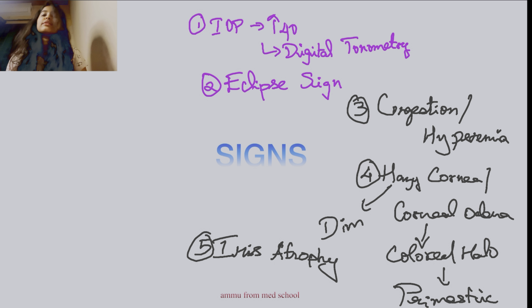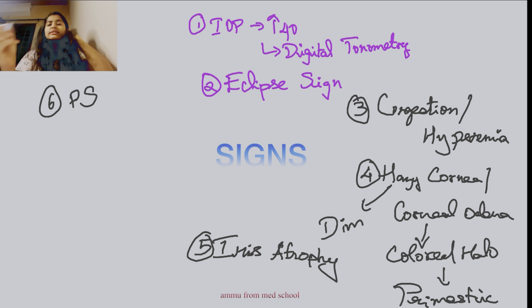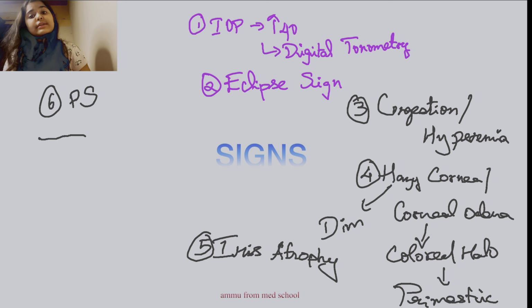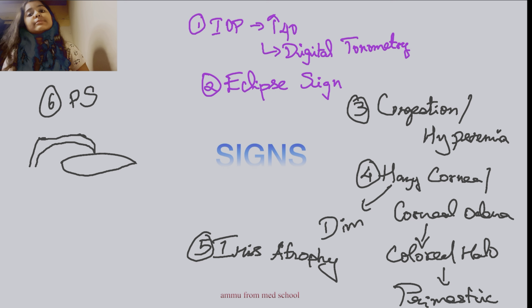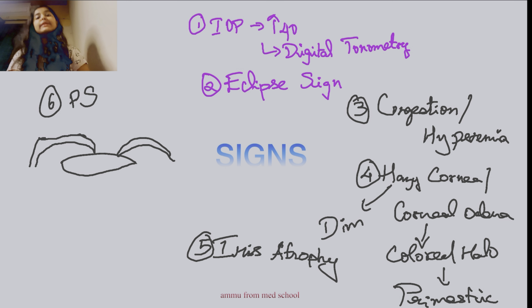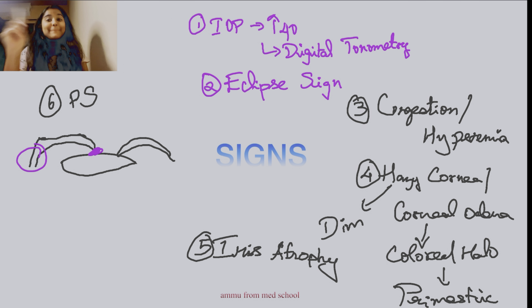Next is posterior synechiae. I've told you about anterior synechiae. Now you're saying, Ammu, what is this? Posterior synechiae means the adhesion between the pupillary margin and the anterior surface of the lens. When the iris bent, I told you that there is adhesion between the cornea and the iris. But something is happening in the middle also. The other end of the iris is touching the pupillary margin and the lens. So there has to be adhesion there also, no? Why is that not happening? No, that's happening, and that's why posterior synechiae is present.